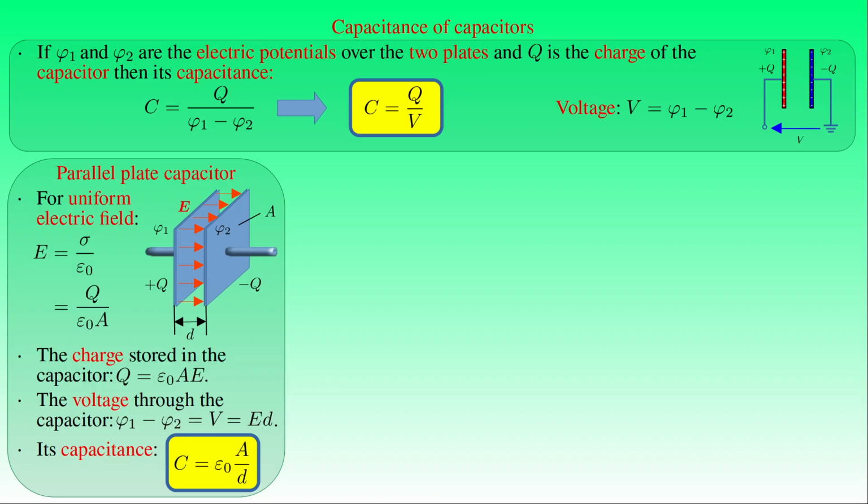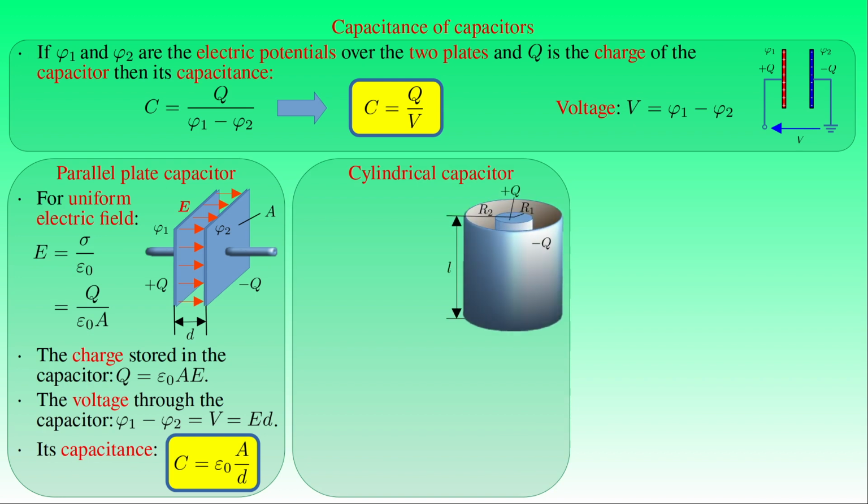The next type of capacitor for which we determine the capacitance is a cylindrical capacitor that consists of a conducting cylinder or wire of radius R1 surrounded by another coaxial cylindrical shell of radius R2, where L is the length of the cylinders. Let plus Q and minus Q be the charges on the inner and the outer cylinders, respectively. If the length L is much greater than the radii R1 and R2, then we can neglect the bending of the field lines at the two ends of the capacitor for the electric field between the cylinders produced by the charge distributed uniformly over their surfaces.